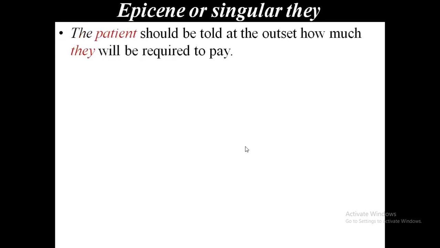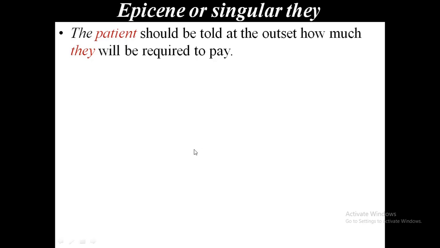Now let us observe some examples to understand in what kind of context the word they is used in the singular form. Actually we use it as third person plural. We consider it a plural form. So they is considered a plural form. But in some cases we refer to it as a singular.